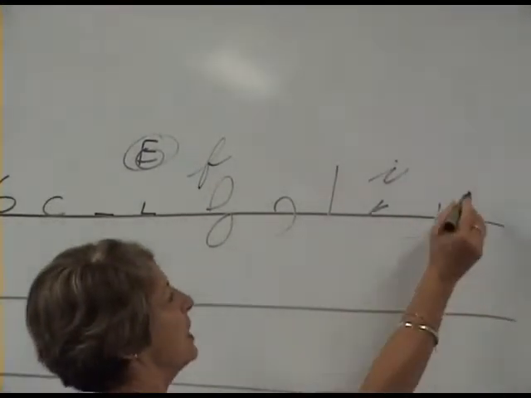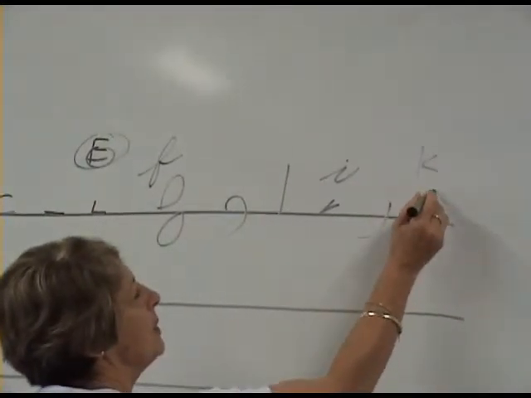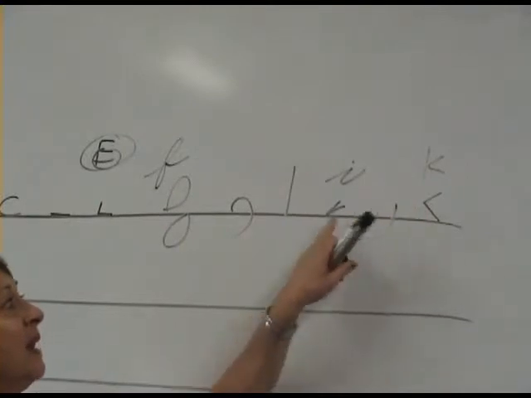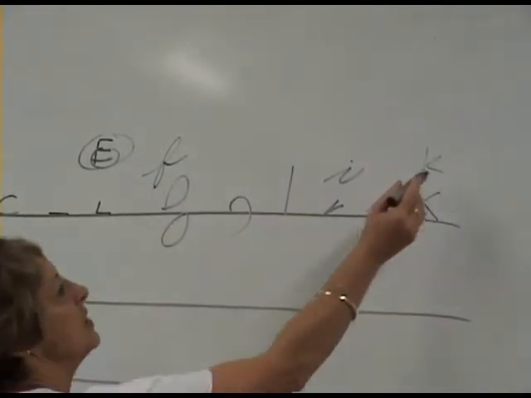J, just a little J. K is a difficult one because it looks a little bit like the I, but notice how I is slightly smaller than the K and the angle's quite different. So it's just that point of the K.